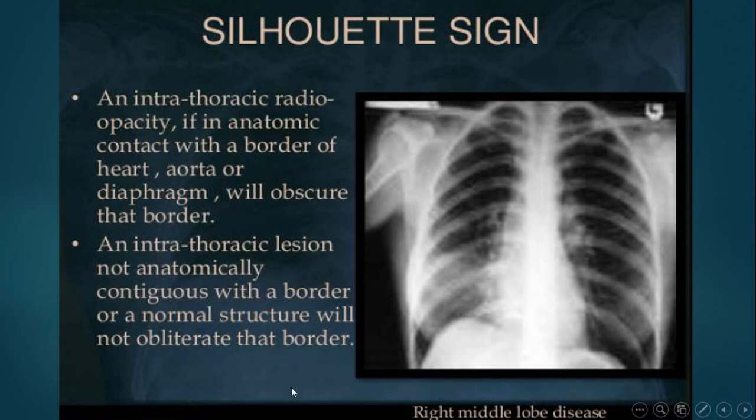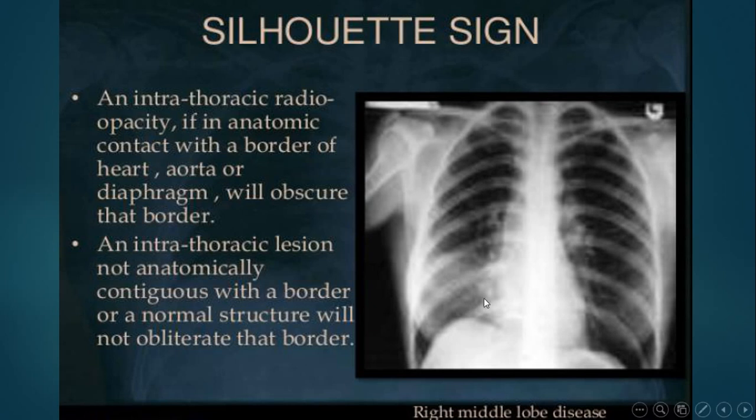For example, in this chest x-ray, you can see that there is a fluffy, bubbly, homogeneous opacity in the right lower lung zone. In the lower lung zone, we have two lobes on the right side, the middle lobe anteriorly and the lower lobe posteriorly. We know that. In the right hemithorax, in the lower lung zone, we have two lobes, the middle lung lobe anteriorly and the lower lung lobe posteriorly. So this opacity, is it in the middle or in the lower? We cannot know unless we use the silhouette sign.